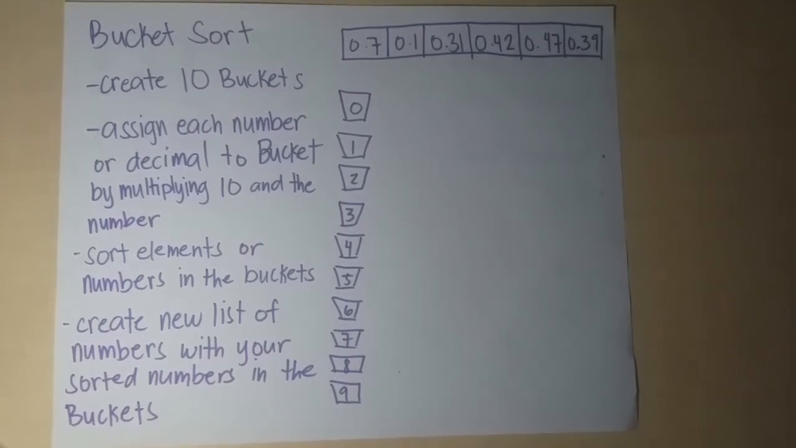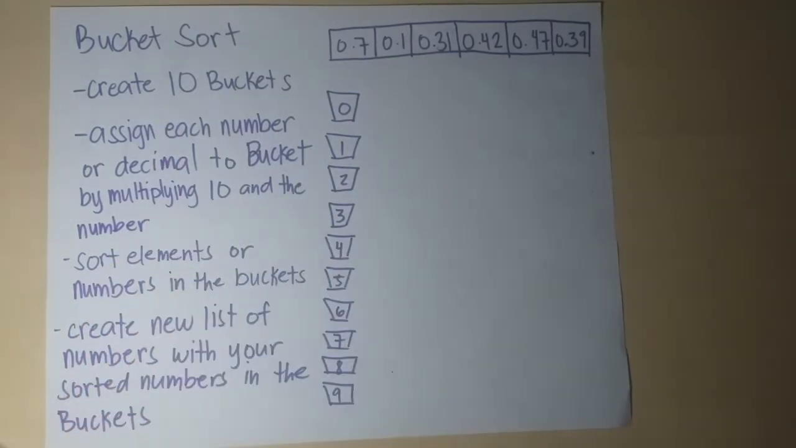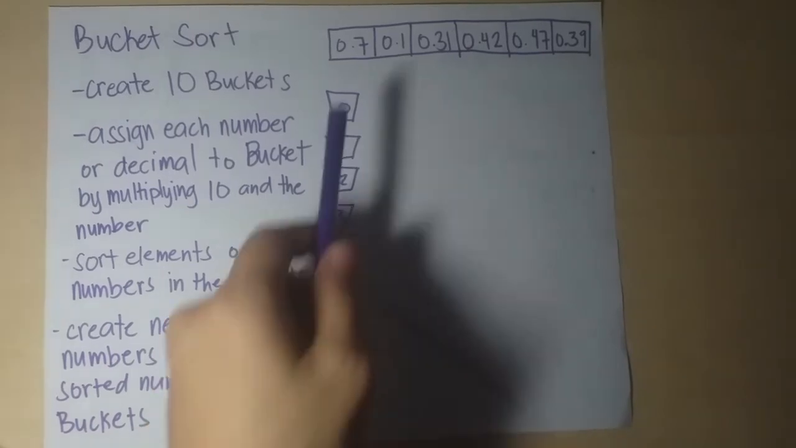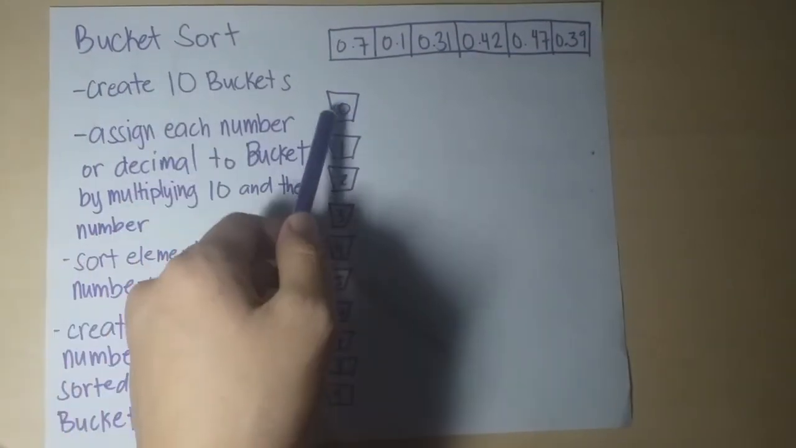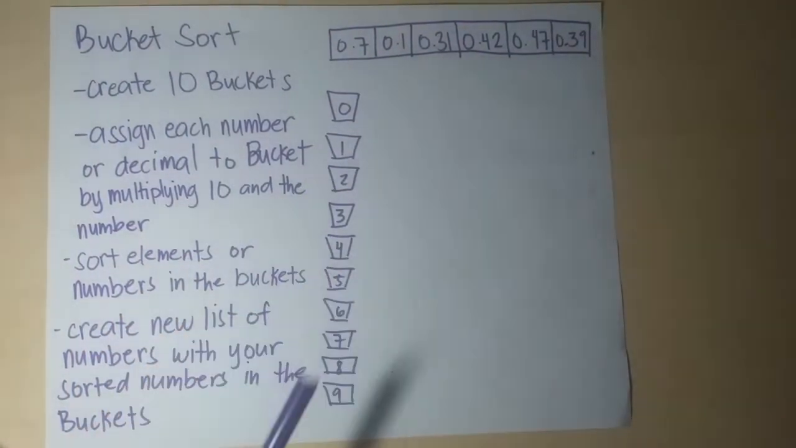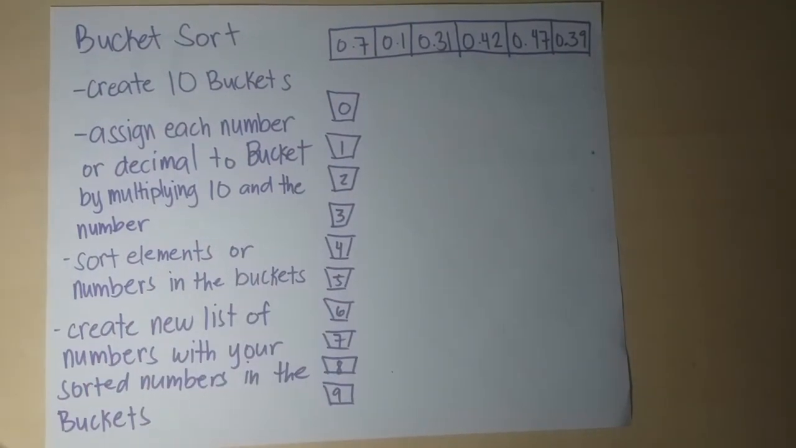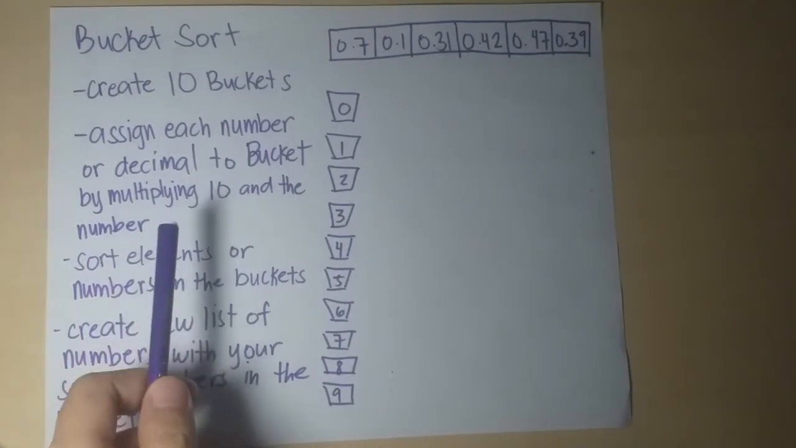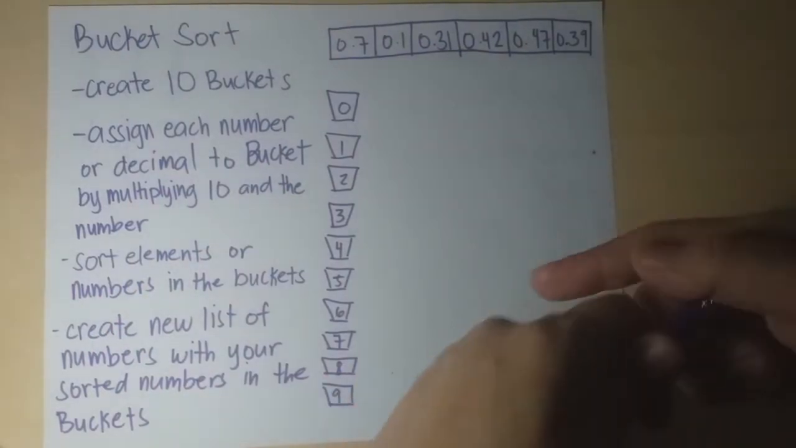Alright, so we start with bucket sort. Basically, in bucket sort, we just create 10 buckets because we're going to use buckets to sort all the numbers that you have here. We have a list of numbers. So first, we create 10 buckets right here, and we label them as bucket number 0, bucket 1, 2, 3, 4, 5, 6, 7, 8, 9. And then we assign each number or decimal to a bucket by multiplying by 10 because you have 10 buckets.